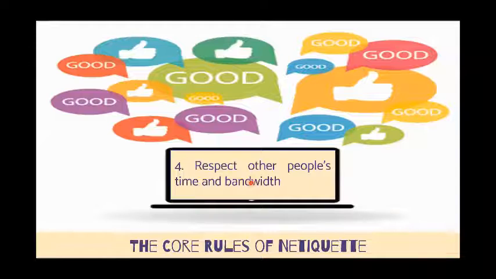Next is respect other people's time and bandwidth. What do you mean by this? When we say bandwidth, class, this is the data, or the capacity of data transfer. An example of this is our virtual class. That's why I am asking you to turn off your camera, because some of our classmates are using a data connection. They don't have enough data to consume. So the less data that we use, the more data they can save. That is why sometimes we have to turn off our camera or mute our mic, to save the data transfer or connection of other people.